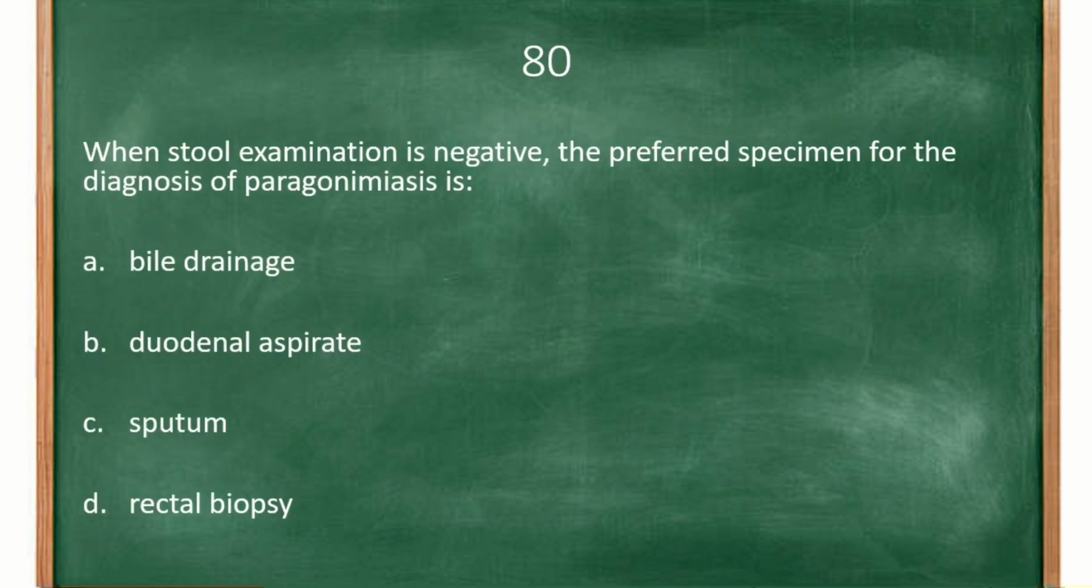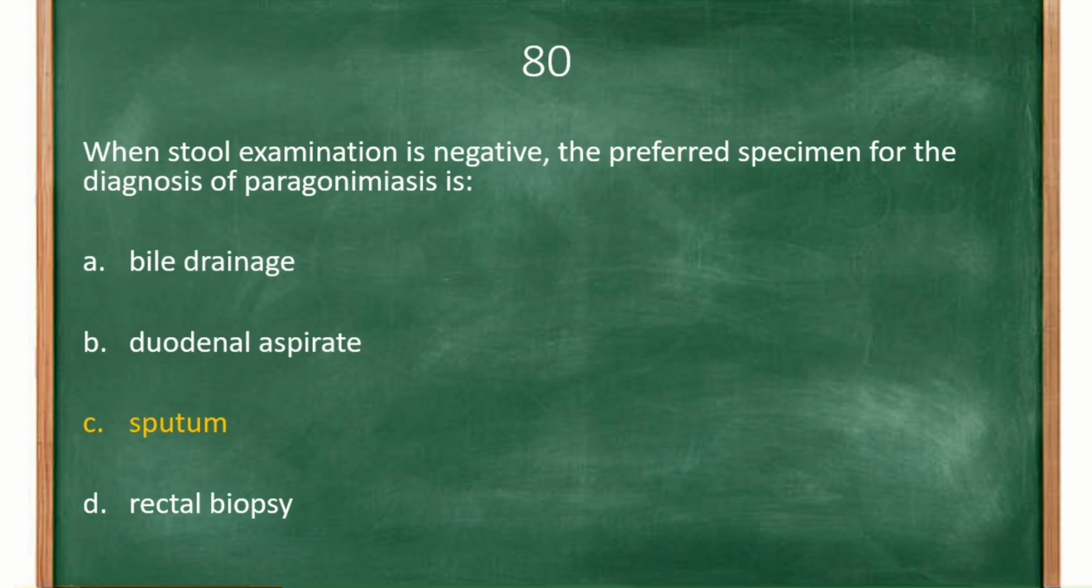Let's move to 80. It says that when stool examination is negative, the preferred specimen for the diagnosis of paragonimiasis is A. Bowel drainage, B. duodenal aspirate, C. sputum, and then D. rectal biopsy. So the answer here is sputum.